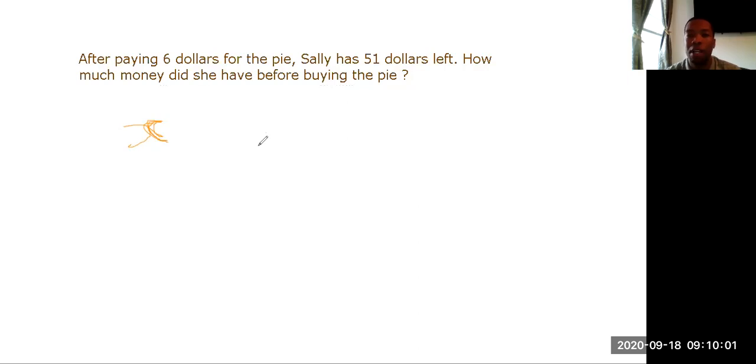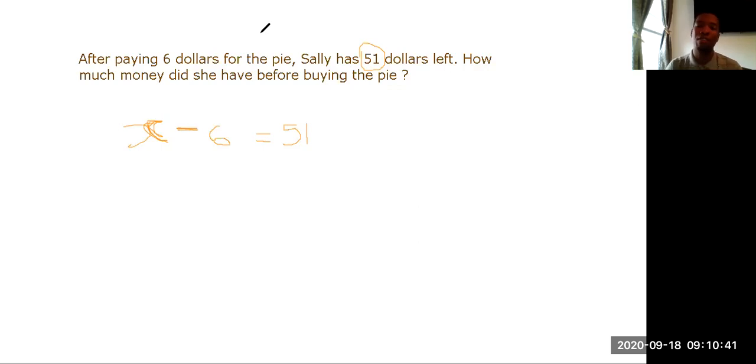And then it said that she paid $6 for the pie. So we're going to subtract $6, because it said how much money did she have before. She went with X amount of dollars and then she paid $6 for the pie. So I'm going to take out that $6, and that is equal to 51. Whatever money she had, you're going to minus the 6 for the pie, and that's going to equal how much she has left. She has $51 left.